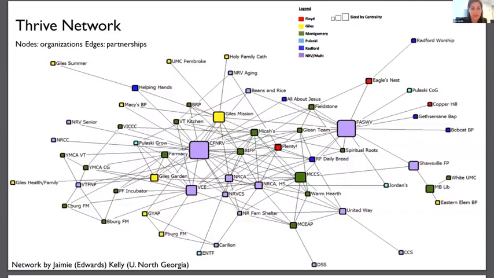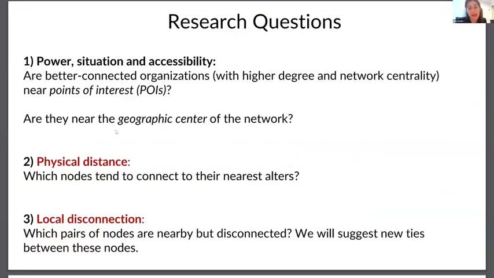So Jamie had locations for these, and so we wanted to work with her to ask some new research questions about this network. The first research question was on power, situation, and accessibility. Are better connected organizations, those with higher degree and higher network centrality, near points of interest? Our theory was that organizations in the thick of things, near other points of interest for trip chaining, et cetera, might have more connections. And our other question here is, are they near the geographic center of the network?